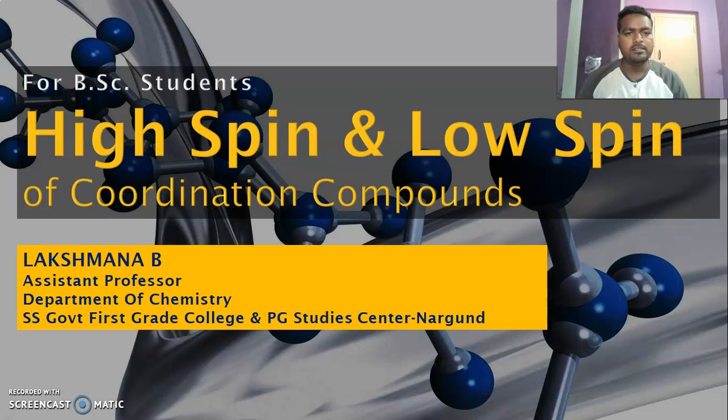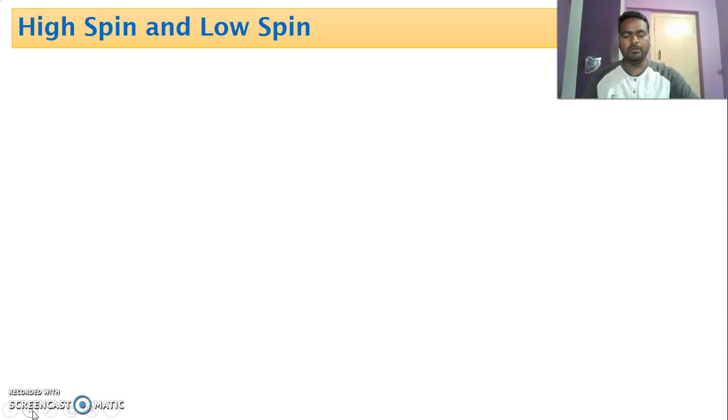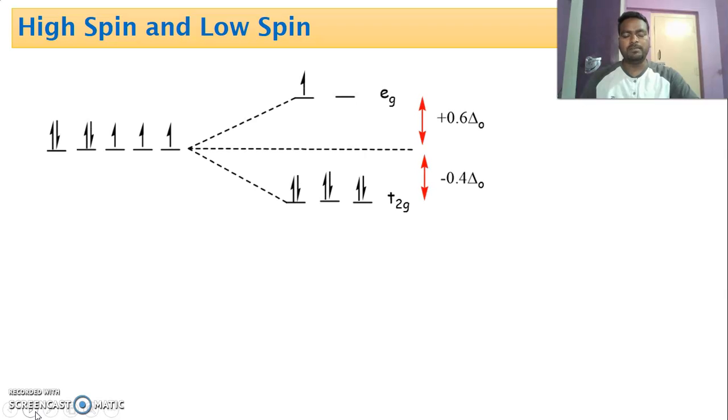My dear students, I am going to continue high spin and low spin complex. In the previous class, we understood the meaning of high spin and low spin and strength of ligand with the help of spectrochemical series and their experimental determination. Now, let us look at some examples of high spin and low spin complex.